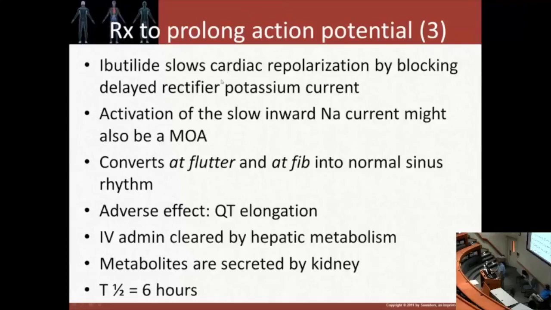Ibutilide is another one that'll be used clinically. It'll block that slow inward sodium current through another mechanism. And this drug is really good at converting atrial flutter and atrial fibrillation into normal sinus rhythm. But the adverse effect, of course, would be QT elongation. Metabolically, it's secreted by the kidney, so if there are any dramatic renal health consequences, you may want to avoid this drug. And it's also cleared hepatically as well, so there's a real potent clearance by both liver and kidney on this particular drug.